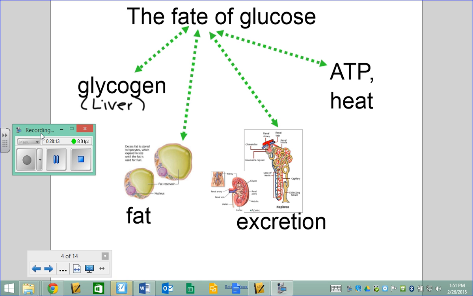Your liver and/or your muscles can have glycogen, which is a polysaccharide stored in them, as a reserve of energy. So sometimes glucose will simply be stored. Now, glycogen can easily be converted back into glucose. And so this is glucose that's ready for basically immediate use. This is your body's on-demand source of energy.